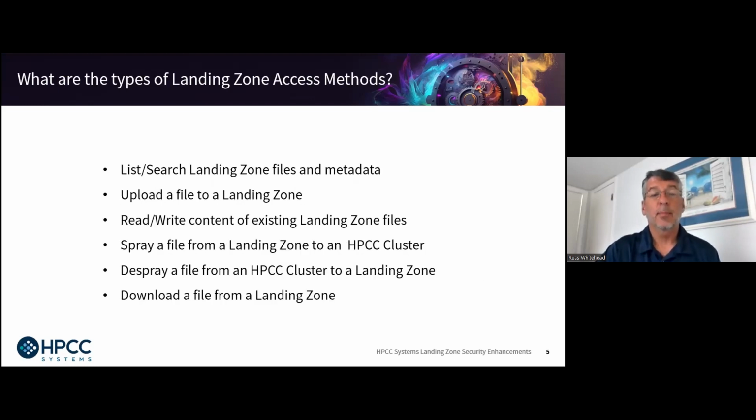But first, I want to talk about the types of methods you can use to access a landing zone. First, you can list and search landing zone files and metadata, much like a directory listing of your local PC. You can upload a file to a landing zone from your file system or some other remote location. You can read and write the contents of files on a landing zone. You can spray a file from the landing zone to a distributed file on an HPCC cluster. You can despray the file back to your landing zone and then finally download it to your favorite file system location.